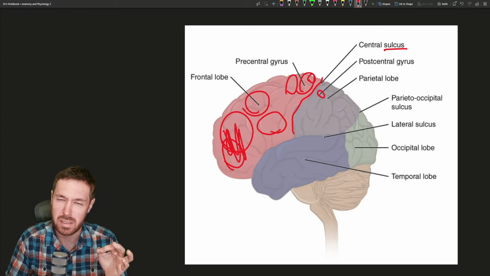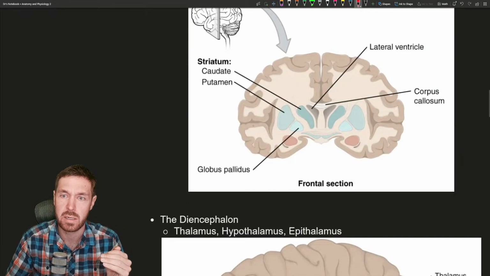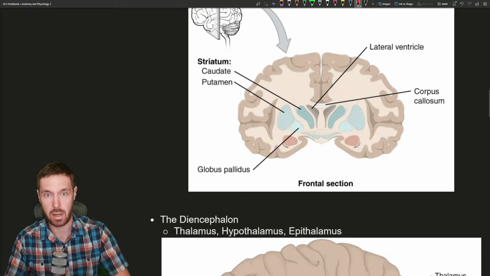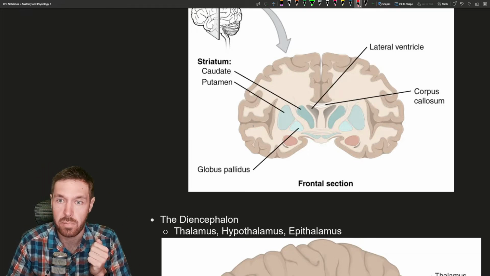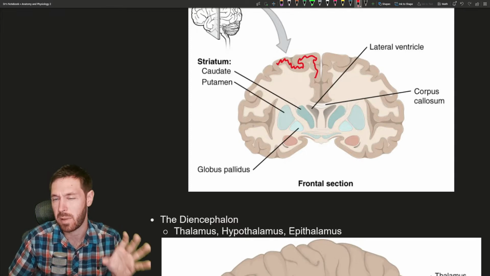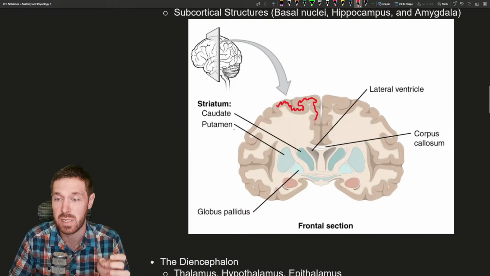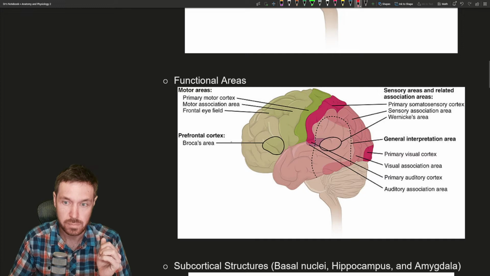Remember, we're just talking about the cortex, which is the outer layer of all this. Just to jump ahead here, this is a frontal section going through the brain. The cortex is this outer layer of gray matter. Deep to that is a white matter layer. We'll talk about the significance of that when we get to this image. But I just wanted to highlight what I mean when I say cortex.